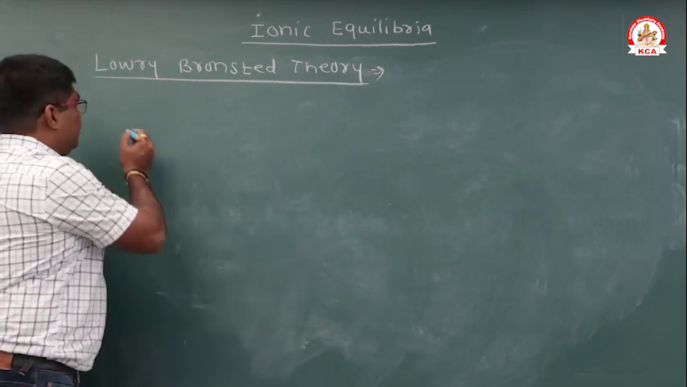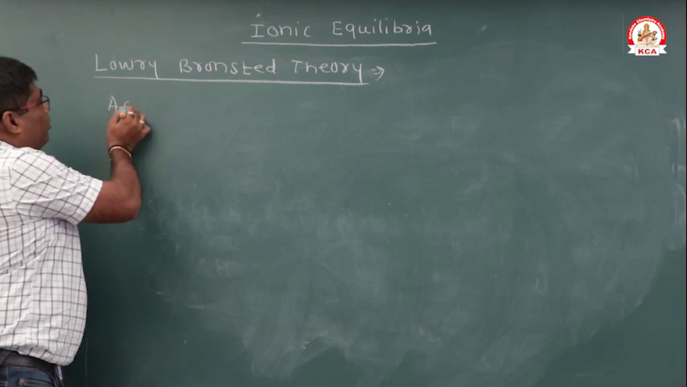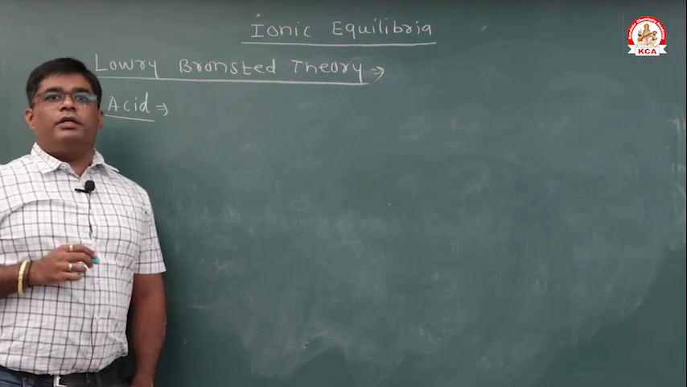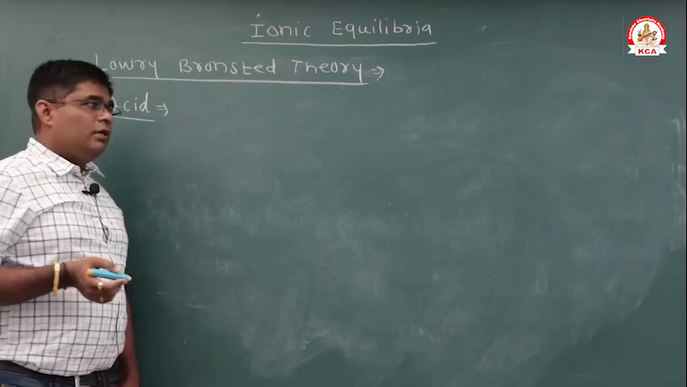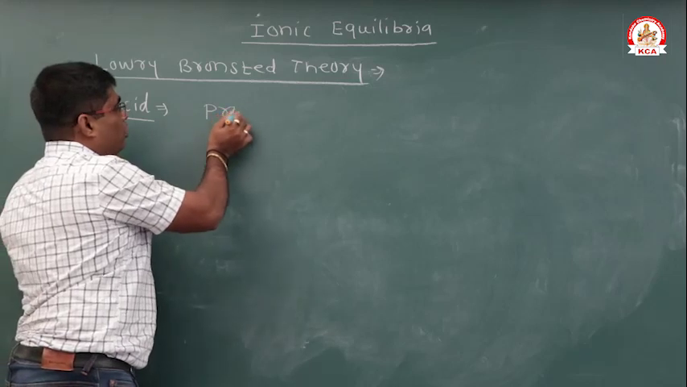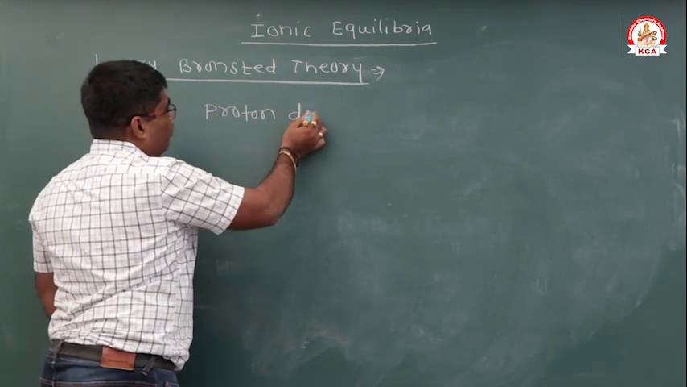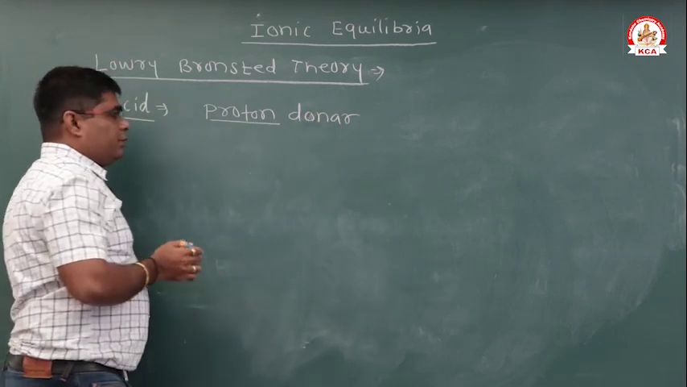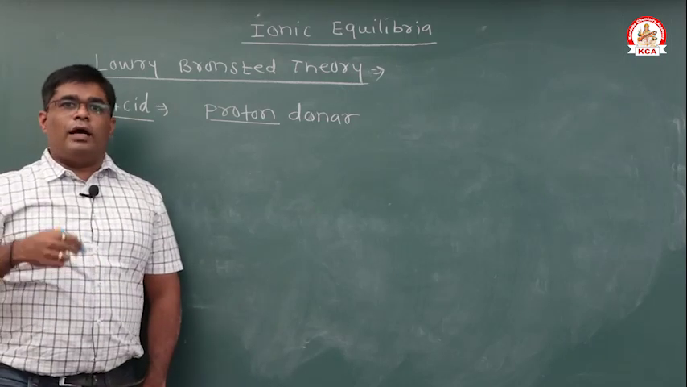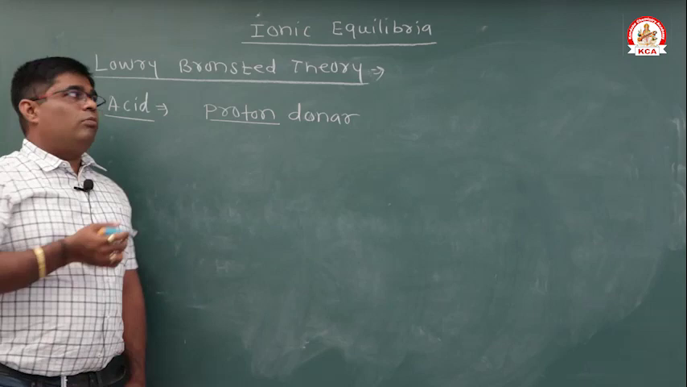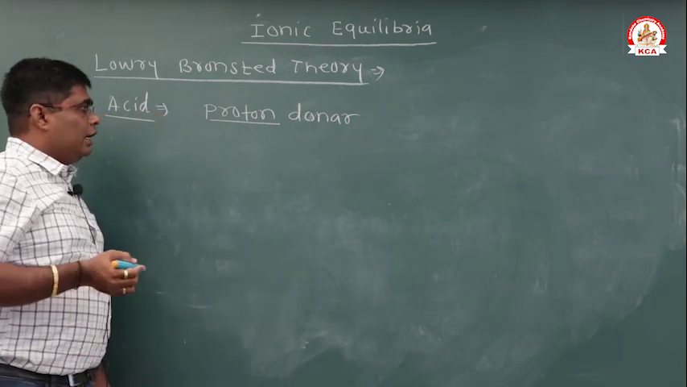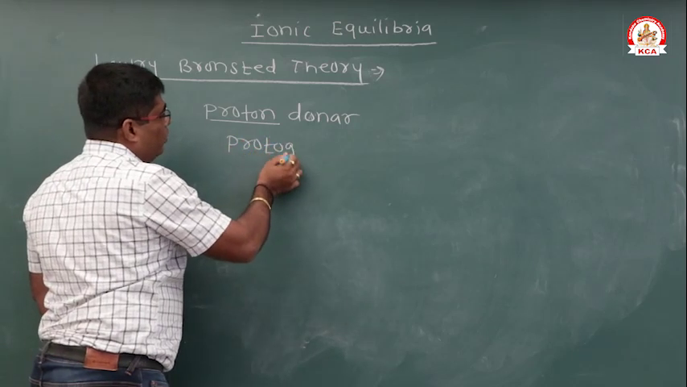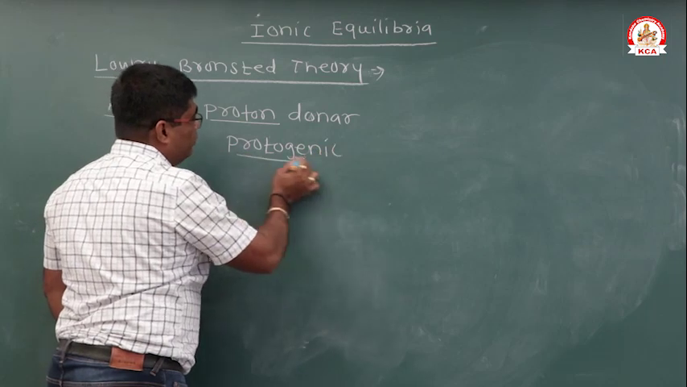According to this theory, what is the acid? Acid is the substance which donates the proton to another substance. That is, acid is the proton donor, the H plus ion donor. The substance which donates the proton to another substance is the Brønsted or Lowry-Brønsted acid, and therefore this acid is also known as protogenic, as it donates the proton.